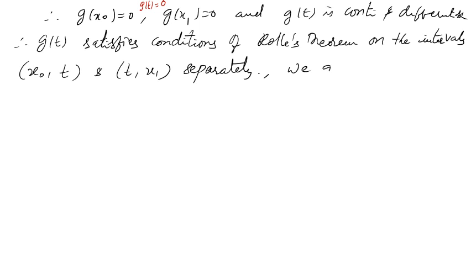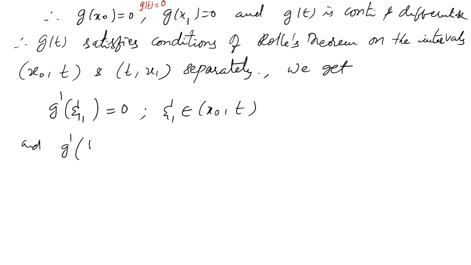Then we get g dash, the derivative, at xi. Let me take xi1: g dash of xi1 equal to 0, where xi1 belongs to x0 comma t. And one more, g dash of xi2 equal to 0, again by Rolle's theorem, where xi2 belongs to t comma x1. This is by using the conclusion of Rolle's theorem.